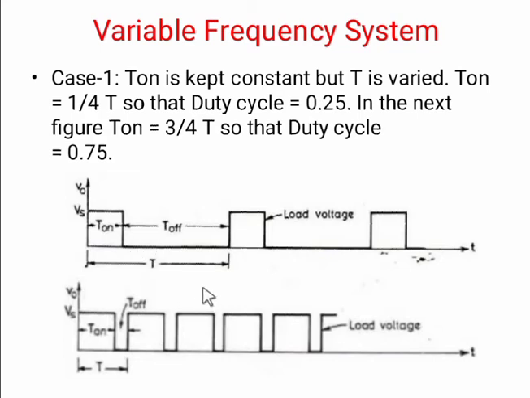So in these two cases, the T on time is kept constant, but the total time T is changed by changing the T off time. So we can change the duty cycle. In the first case it is 25%, so we get a lesser output voltage compared to the second case, in which the duty cycle is 75%. In the first case we get 25% of the input voltage at the output side. In the second case we get 75% of the input voltage at the output side.